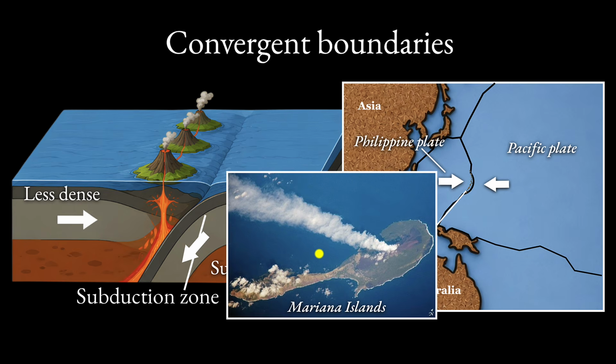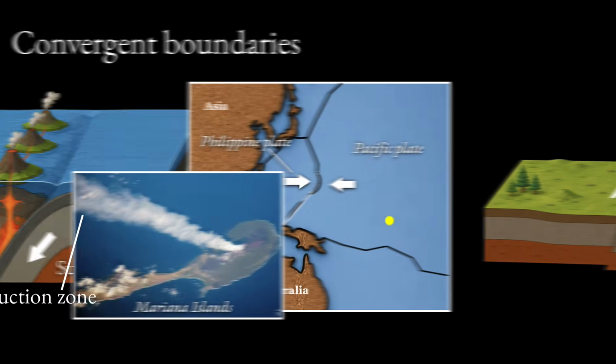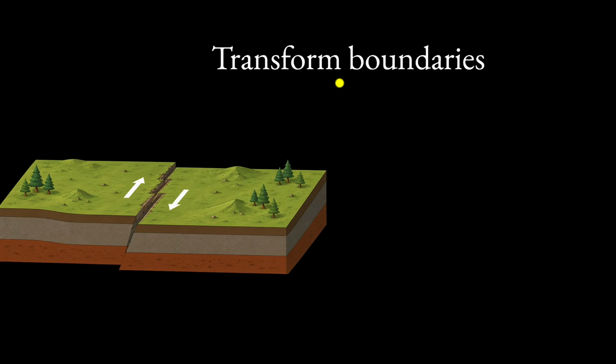Okay, before moving on, if you're wondering whether the Hawaiian Islands were also formed this way, no, we'll get to that in a second, okay? But now, moving on. The last kind of boundary is the transform boundary. This happens when plates are moving sort of parallel to each other.